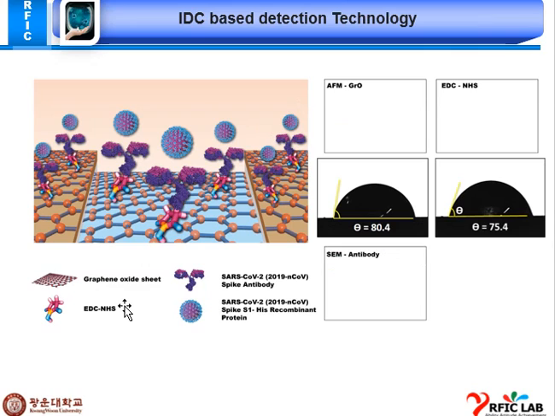This is some schematic figure I prepared with the help of Chaya. This is our chip and graphene oxide seed, and this is EDC NHS and spiked antibody and spiked antigen. Here I'll be using AFM pictures for the graphene oxide and EDC NHS. This is our contact angle picture for the graphene oxide and EDC NHS, and I will be using some more pictures for the SAM also for my paper.